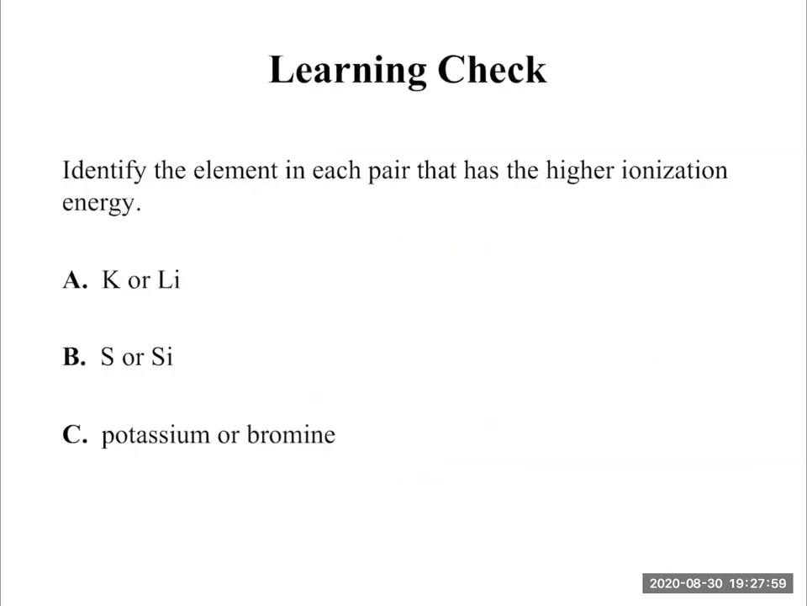Something like this: identify the element in each pair that has the highest ionization energy. So for the first one, notice that it's going to be lithium. The other one is going to be sulfur, and the third one should be bromine.